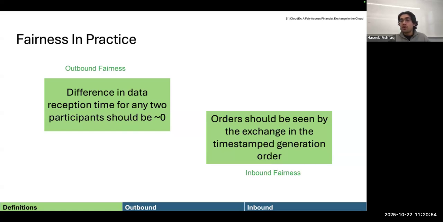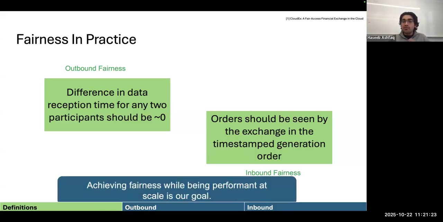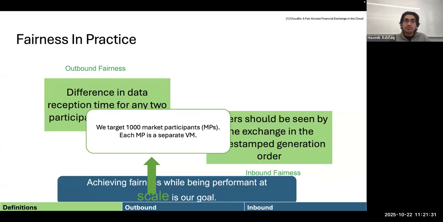And in inbound fairness, orders should be seen by the exchange server in the timestamped generation order. There is some difference between the occurrence of an event and attaching a timestamp to it. This distance between the application and the clock can vary across different traders, so we do not handle that. We just say that once a message has gotten a timestamp, we'll ensure that the exchange sees these events in the order of their timestamps. Achieving fairness while being performant at scale, like having 1,000 participant VMs, that's our goal.